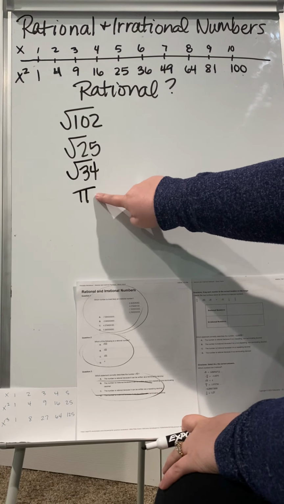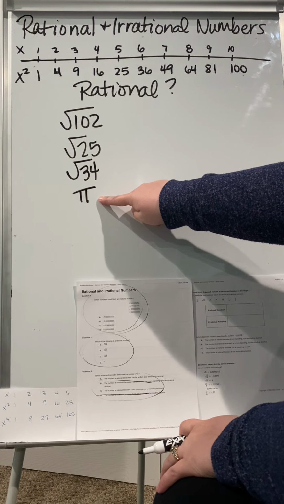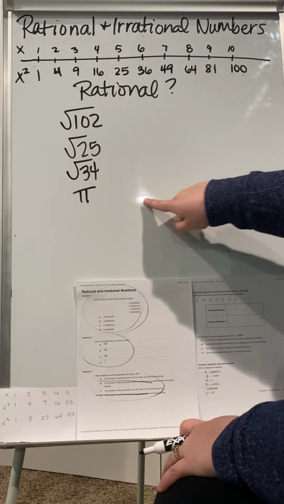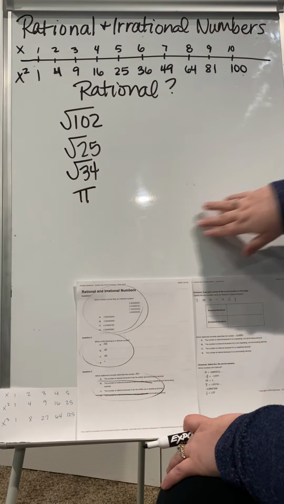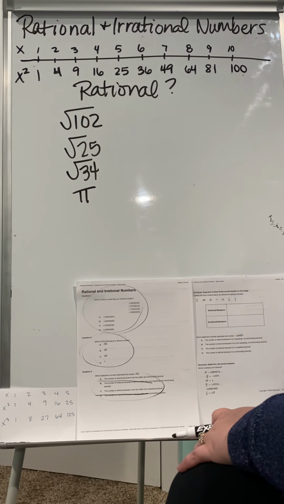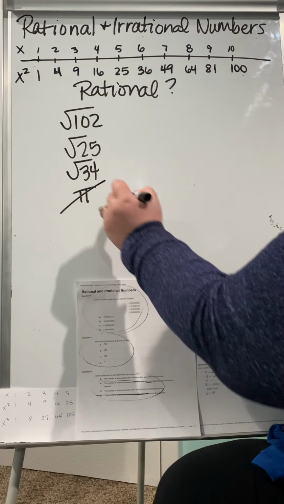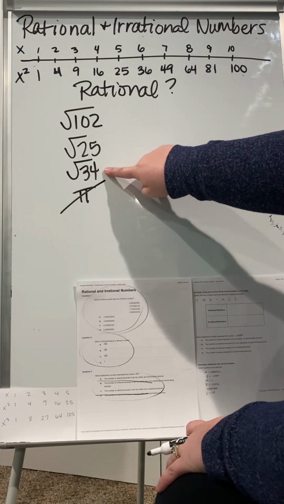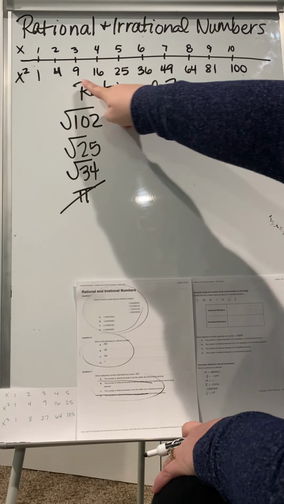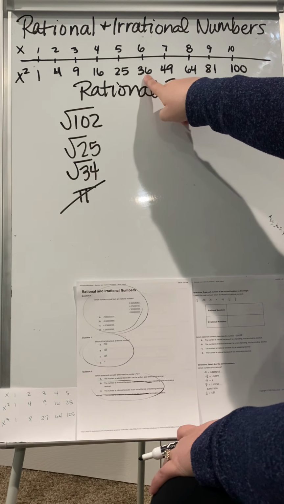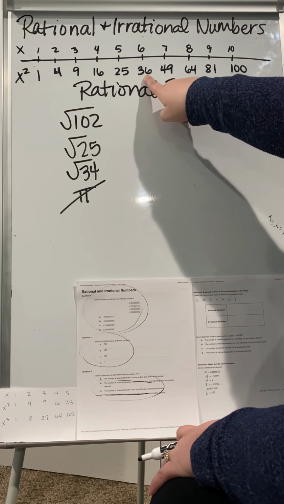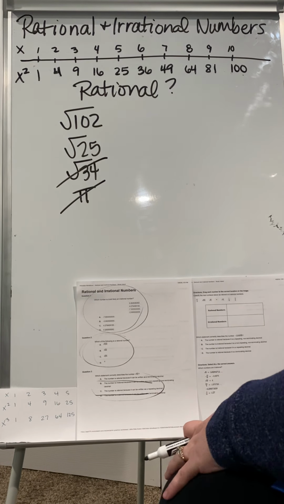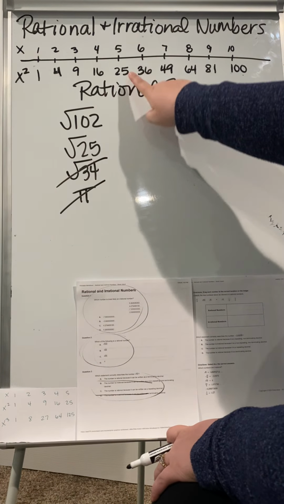Now, I already told you about pi. Pi is an irrational number that does not make any sense at all. It's 3.141 something 5962 something something. Okay? It's irrational. Cross it off. Do we see 34 up here on our perfect squares? I see 36. I don't see a 34. That's irrational.